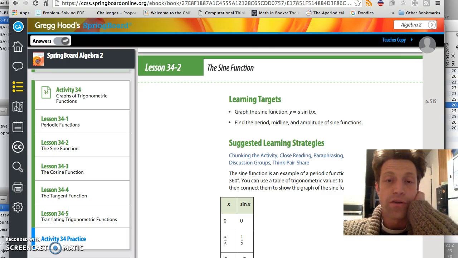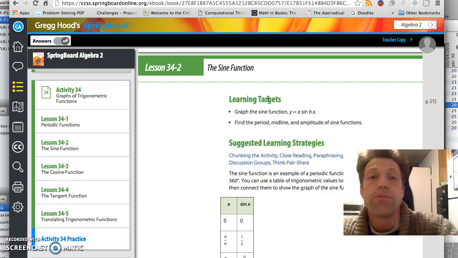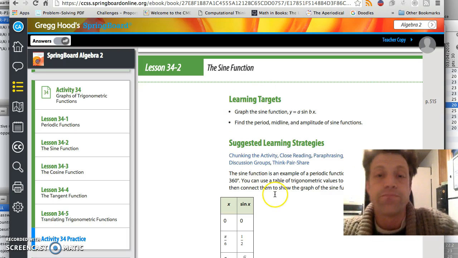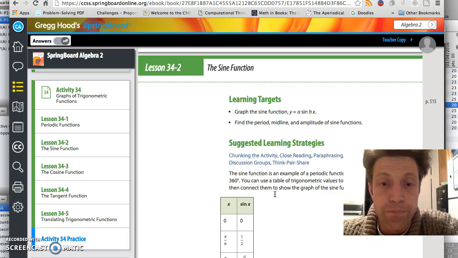So our objective here is to graph the sine function, y equals a sine bx, and to find the period, midline, and amplitude of sine functions. And remember, I'm going to move kind of fast, so pause me if I'm going too fast. Just hit the pause button.